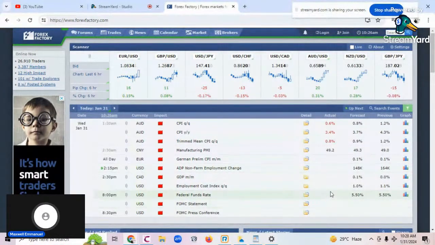If the actual value exceeds the forecast, it will be positive for USD. If the actual is less than the forecast, it will be negative for the United States dollar. So for example, if you're trading GBP USD and the news favors the dollar, you sell GBP USD, and if the news does not favor the dollar, you would buy GBP USD. I hope that is clear.